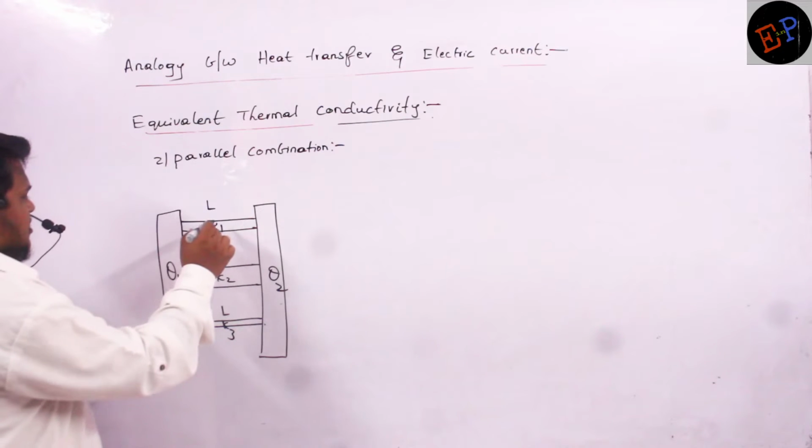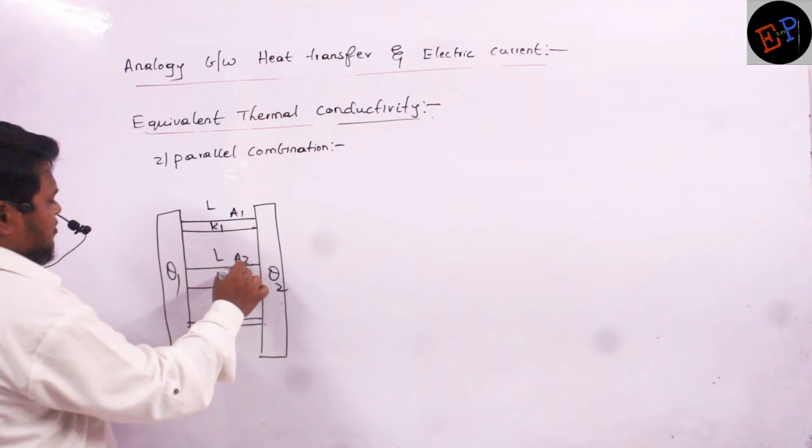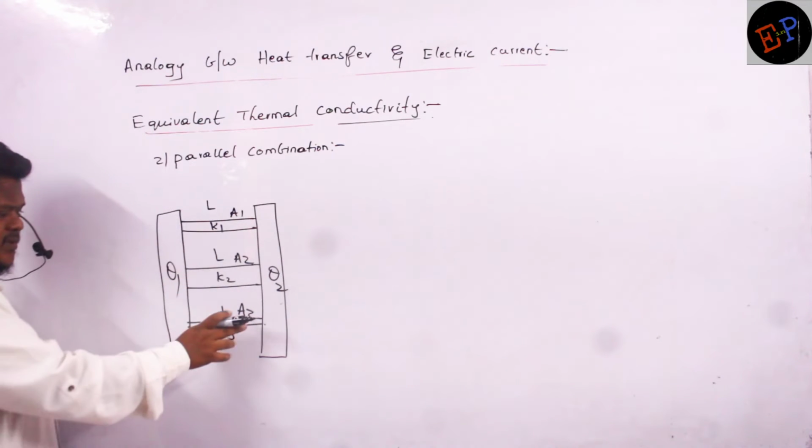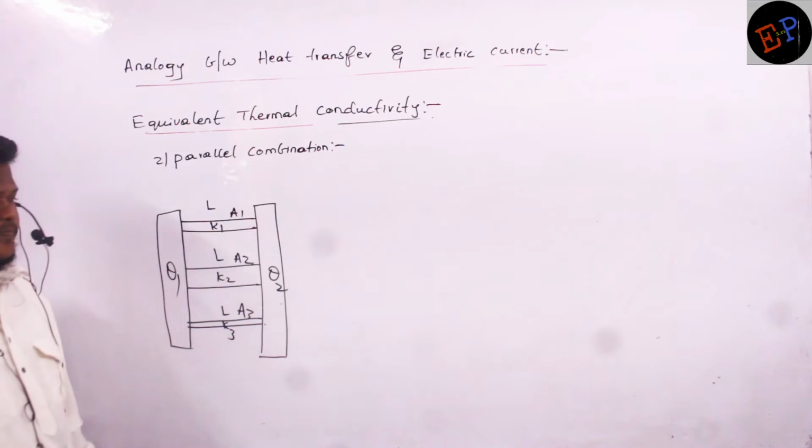So the area of cross section of the first rod is A1, the second is A2, and the third is A3. Areas of cross section may be different, no problem, but the lengths should be the same. Then only we can do some calculations.